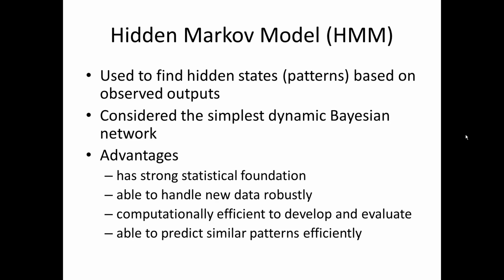Usually, HMM is used to find hidden states or patterns based on observed outputs, and this is considered the simplest dynamic Bayesian network. There are several advantages of HMM. It has a strong statistical foundation in random processes and Markov processes. It is able to handle new data robustly, it is computationally efficient to develop and evaluate, and it is able to predict similar patterns efficiently.